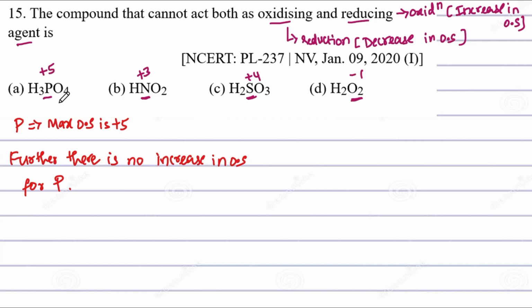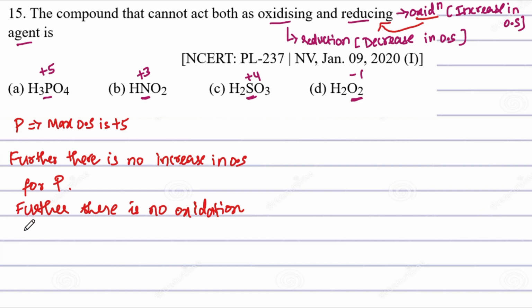Already that +5 is shown by phosphorus in this compound. So further there is no increase in oxidation state. Further it cannot lose its electrons. So further there is no oxidation for phosphorus in this compound. So if there is no oxidation, then it cannot act as a reducing agent.